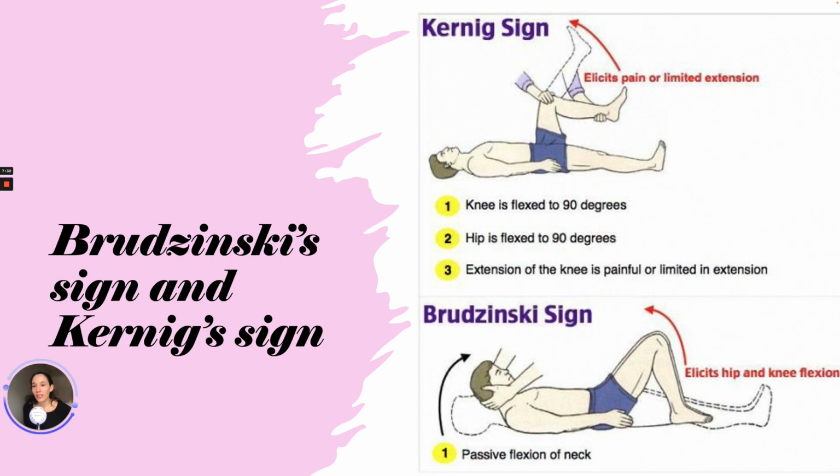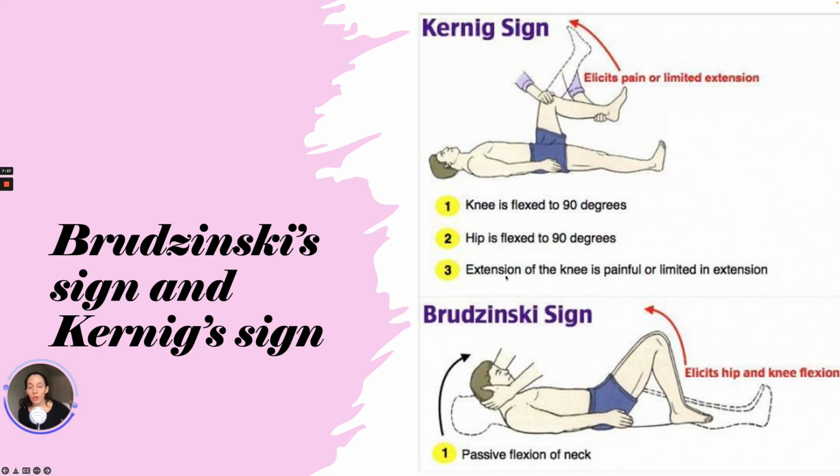So here is an example of the Brudzinski's sign and the Kernig sign. So the Kernig sign, we can see if a knee is flexed at 90 degrees, so that's here, and hip is flexed at 90 degrees, then extension of the knee is painful or limited in extension. So it looks like pain or limited extension. So if we try to straighten out this leg, it's going to hurt and it's going to be difficult to do.